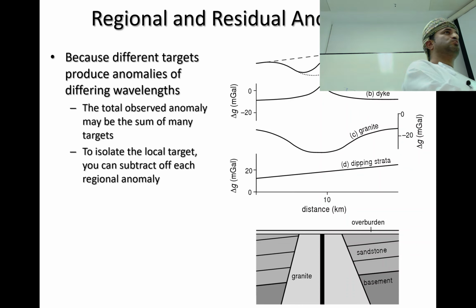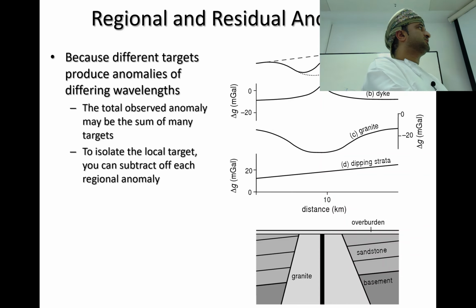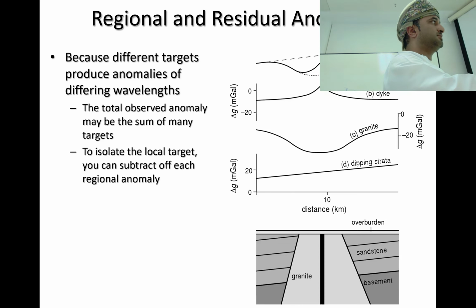Granite, we assume the granite is of lower density than the sedimentary layered rock, dipping rock. So it produces what anomaly? This anomaly. You see this anomaly? It's coming down up. The density of the granite is lower than the density of the sedimentary rocks or the basement, including the basement. And the dipping strata, they produce what? This regional field. That's due to the dipping strata.